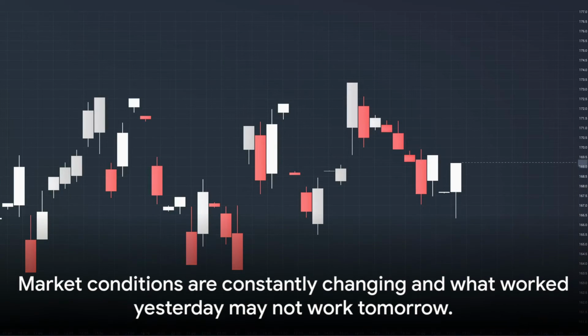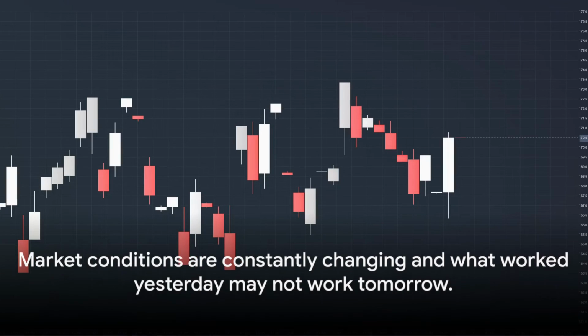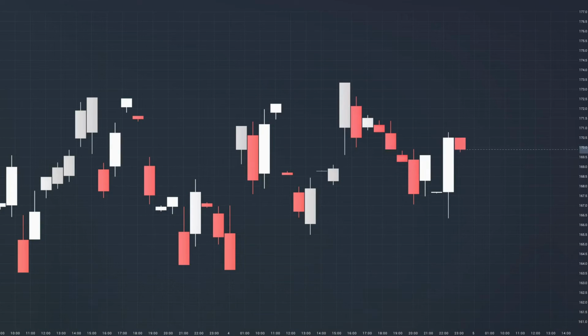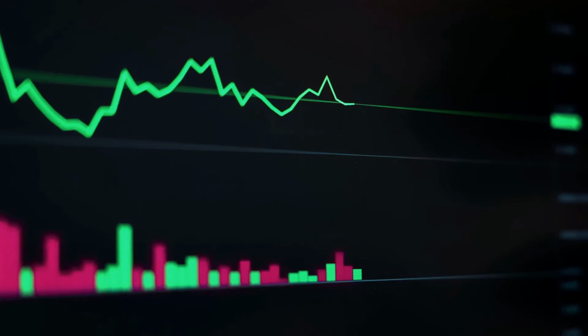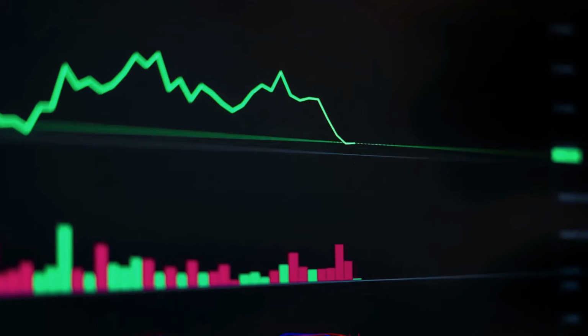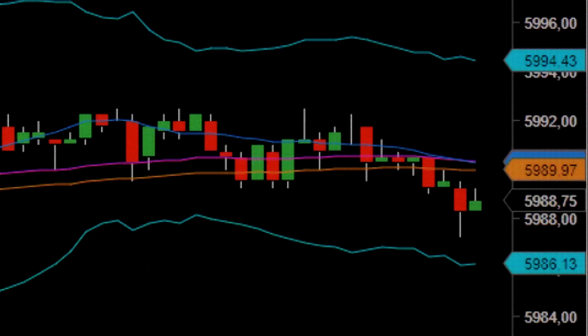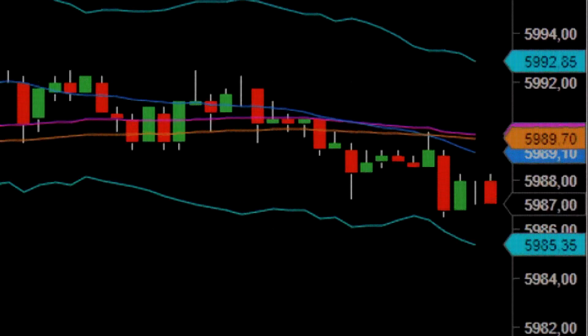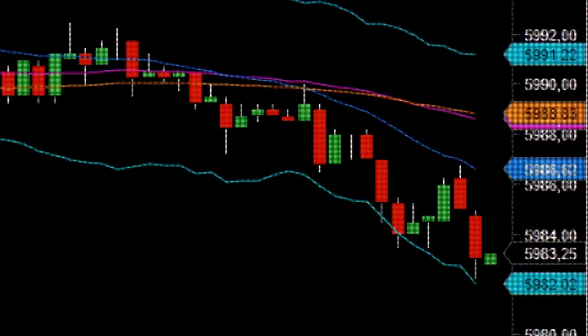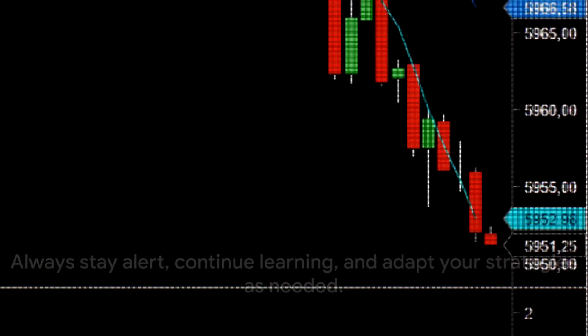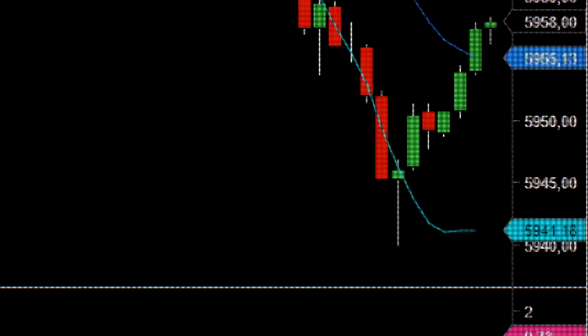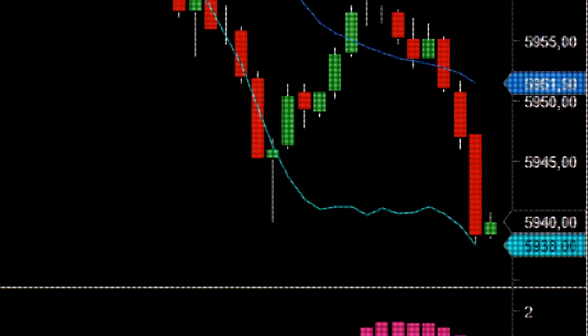As with any trading strategy, it's important to remember that while these patterns can provide helpful signals, they're not foolproof. Market conditions are constantly changing, and what worked yesterday may not work tomorrow. So, always stay alert, continue learning, and adapt your strategies as needed. Remember, mastering these patterns takes time and practice. But once you do, you'll be well equipped to navigate the exciting world of Forex trading.